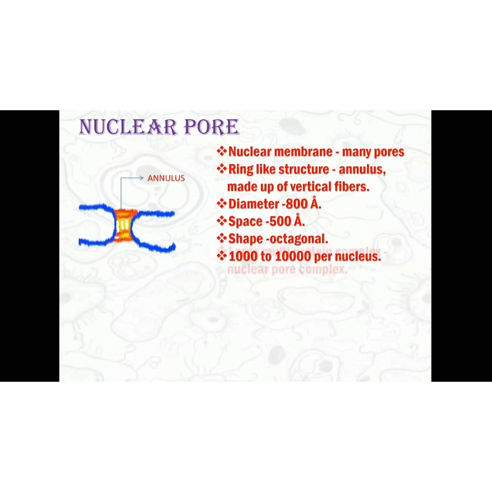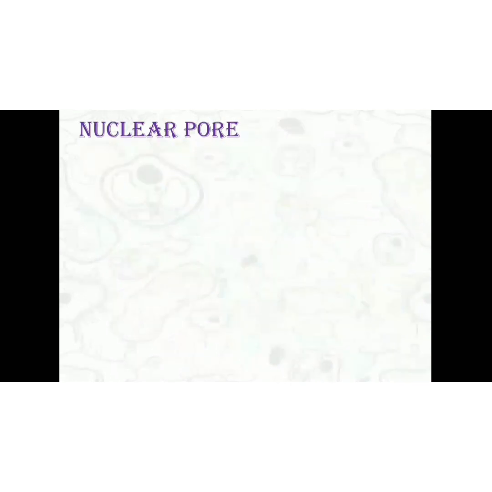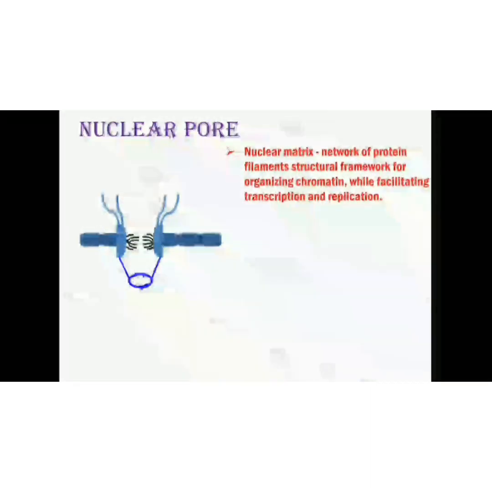Each nuclear pore consists of a large multiprotein complex and is termed the nuclear pore complex. The inner and outer membranes fuse at the nuclear pore complexes. Nuclear pore complexes consist of multiple copies of roughly 30 different proteins known as nucleoporins. The nuclear matrix is a network of protein filaments in the nucleus which provides a structural framework for organizing chromatin while facilitating transcription and replication.